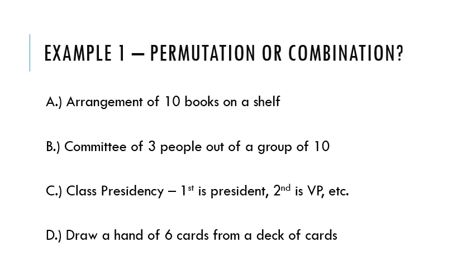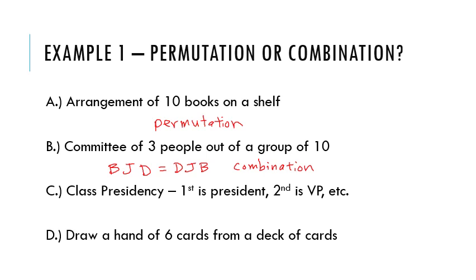Okay, so arrangement of 10 books on a shelf. So imagine the arrangement is different if they're in a different order, right? So in this one, order matters. It's a permutation. Okay, a committee of 3 people out of a group of 10. So this one, if you have Bob, Jill, and Dan, it's the same group of 3 people. If you had Dan, Jill, and Bob, that's the same people. So this one, the order doesn't matter. It's a combination.